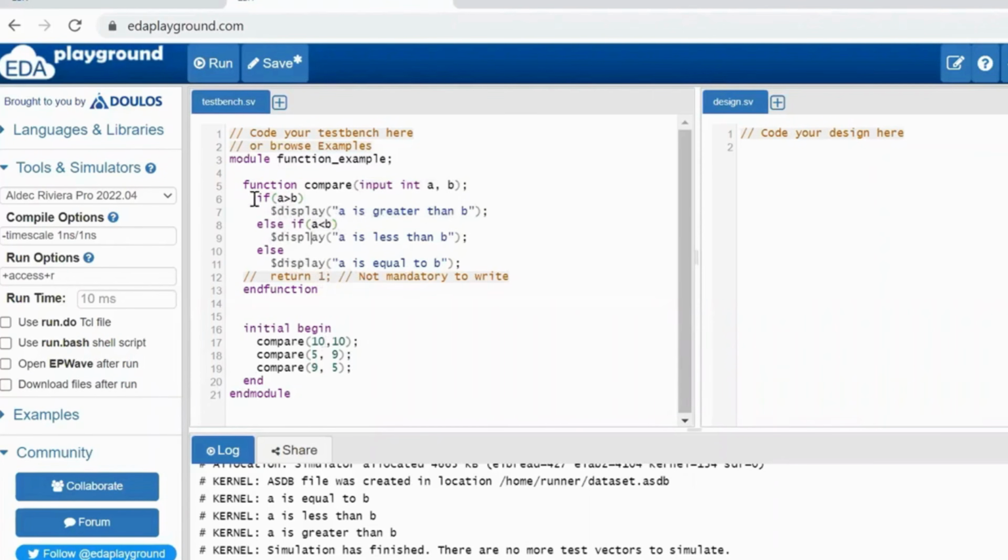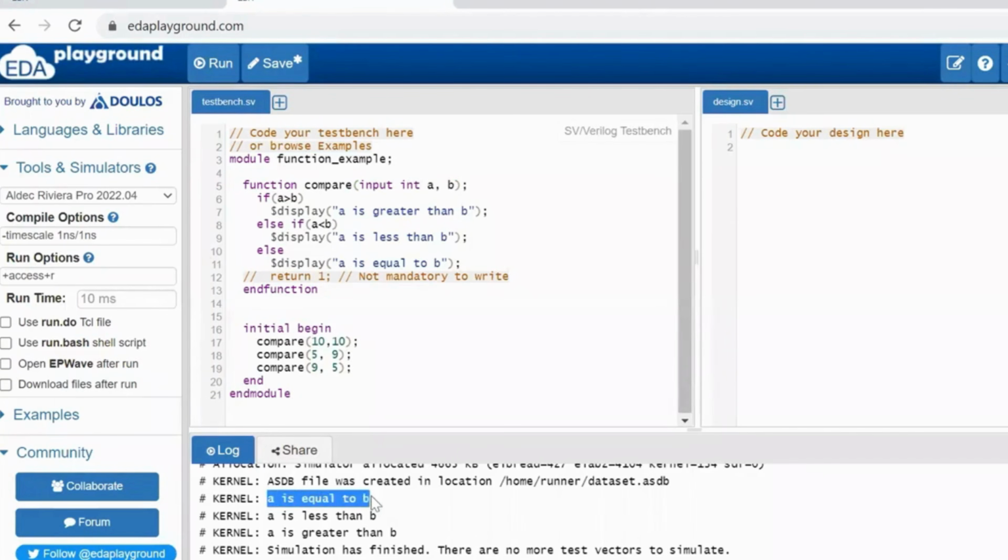So this function compare we are calling from another block. Initial begin, compare passing some values 10 comma 10. 10 is the a input, another 10 is b input. Second statement 5 comma 9. A is 5, b is 9. Like that we are passing these arguments to the function. So we are calling the function here and the statements are executing.